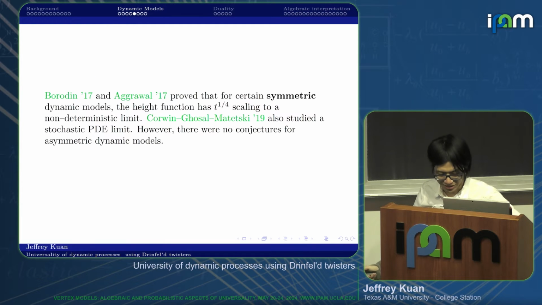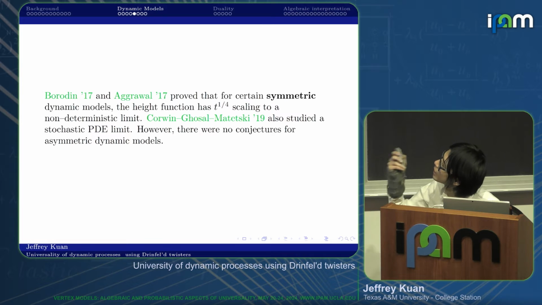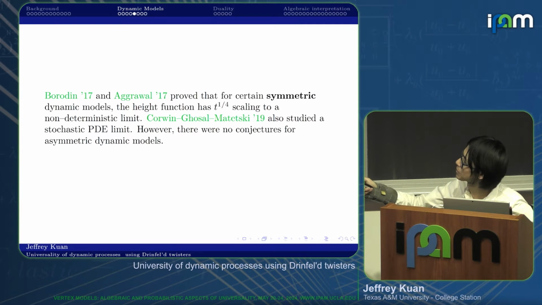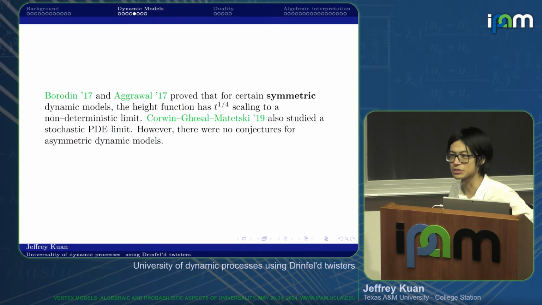So I should have put on an earlier slide that these models were studied and introduced earlier by Alexei Borodin, my PhD advisor, and Amol Aggarwal. They also proved that for certain symmetric cases, the height function has t to the 1/4 scaling, and the limit ends up being non-deterministic. There's also work by Ivan Corwin, my postdoc advisor, Promit Ghosal, and Konstantin Matetski. They showed a stochastic PDE limit. So as far as I know, there weren't even any conjectures for the fluctuations of asymmetric dynamic models.